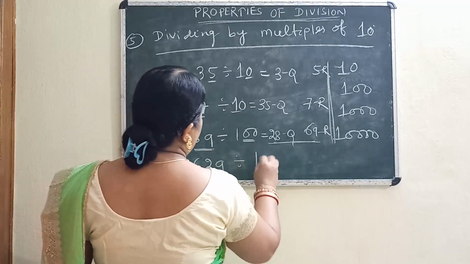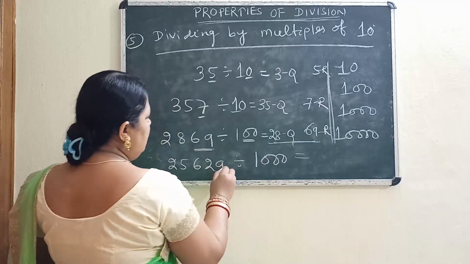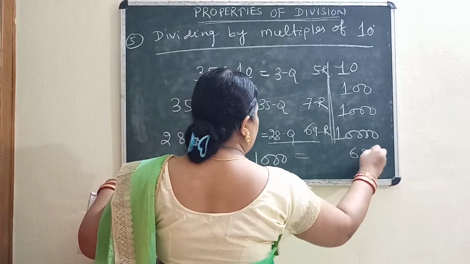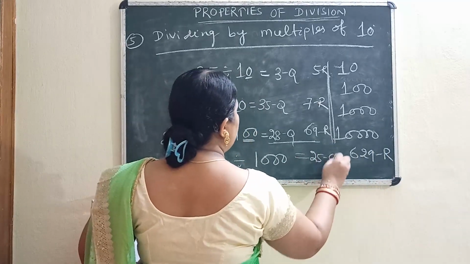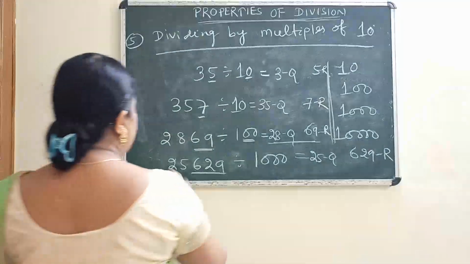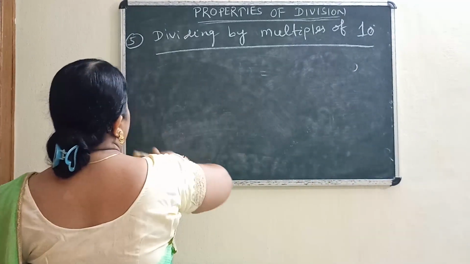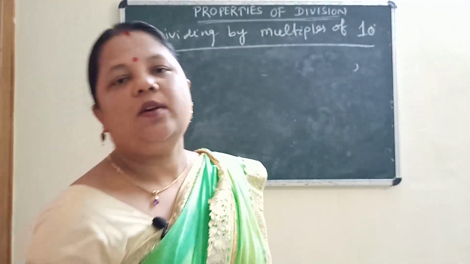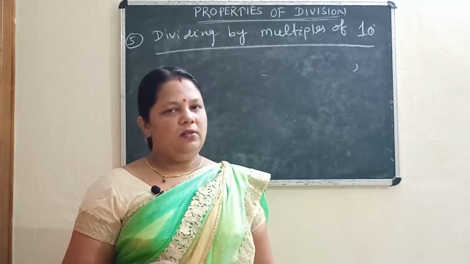Suppose 25629 divided by 1000. How many zeros are there in 1000? 1, 2, 3. So from the right side you count 3 digits; that is your remainder. And how much is left? 25. 25 is your quotient. Right, so by this formula we can give the answer immediately. All these are the properties of division, and based on this we can divide all the numbers.